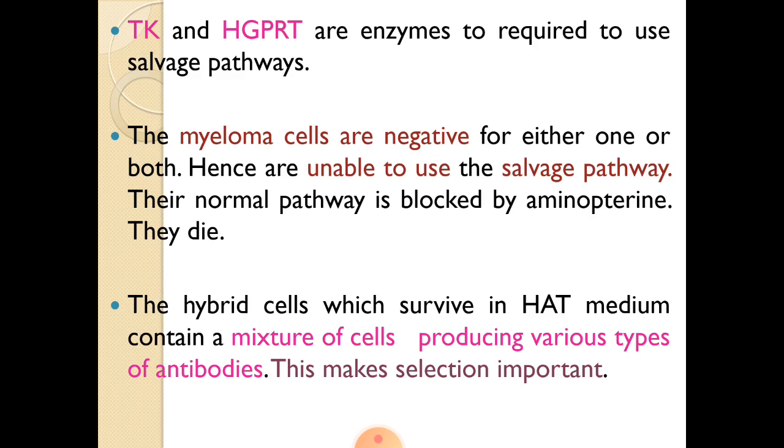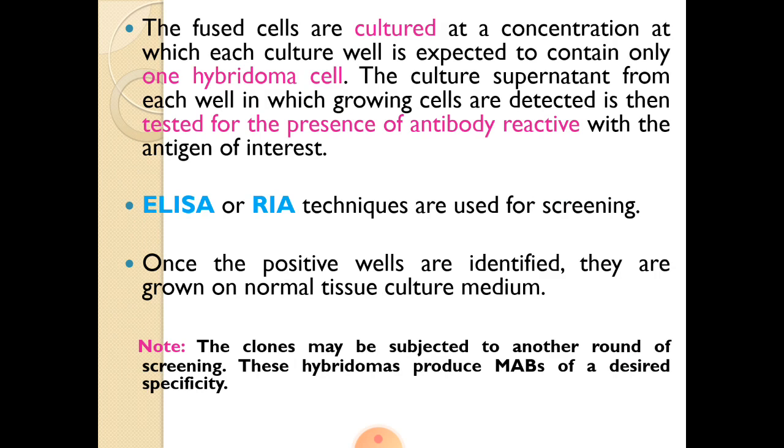so they die. The hybrid cells, which survive in HAT medium, contain a mixture of cells producing various types of antibodies, and therefore this makes selection important. The fused cells are cultured at a concentration at which one culture well is expected to contain only one hybridoma cell. The culture supernatant from each well in which growing cells are detected is then tested for the presence of antibody reactive with the antigen of interest.